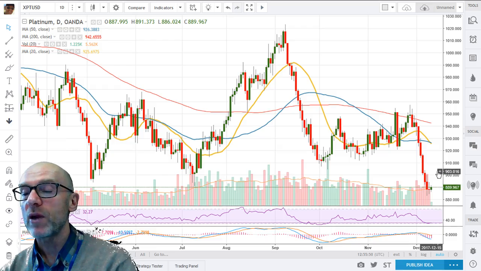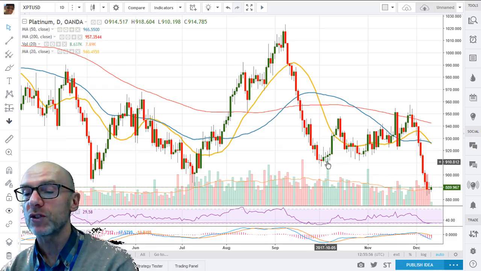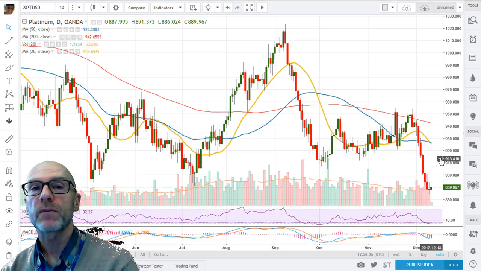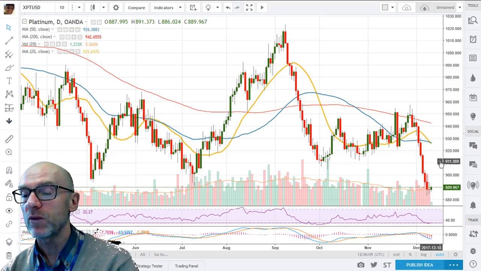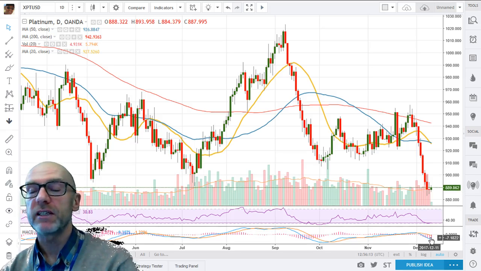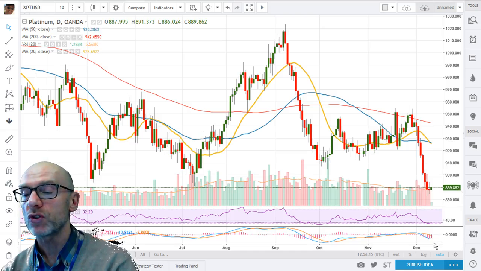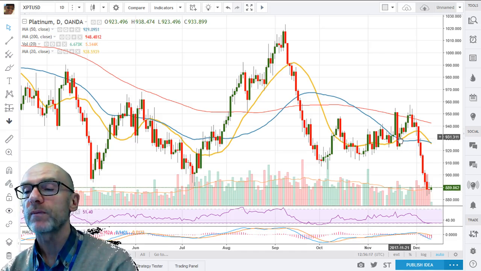So any rally will soon hit resistance, not only the resistance from the trading levels that we saw back in October, just above 910, but those moving averages will be tracking down quickly and will soon be below 920, putting a ceiling on any rally. MACD again is indicative of negative momentum, with the short term below the longer term.